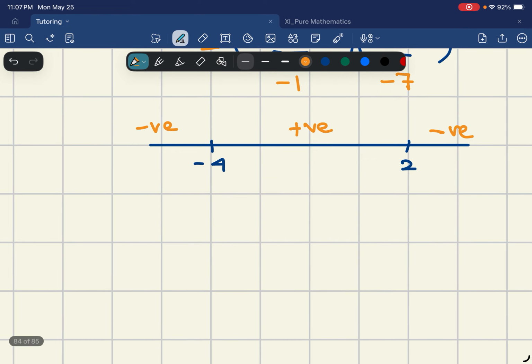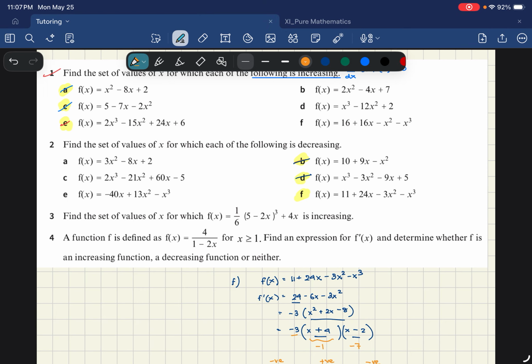Alright, so now we need to find when f dash of x is decreasing, when dy by dx is negative, right? So x has to be less than negative 4 in this region, or x has to be bigger than positive 2. So that is going to be your solution for question D, F. And we are done.